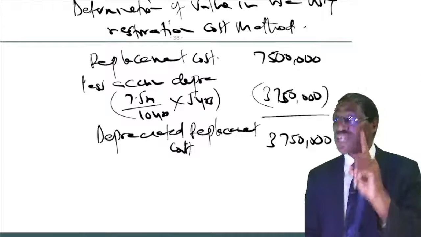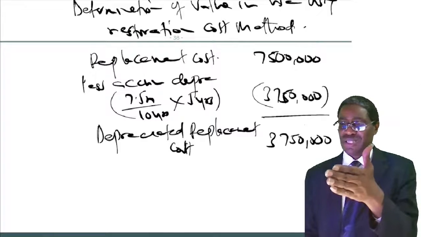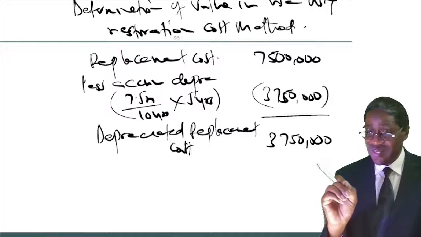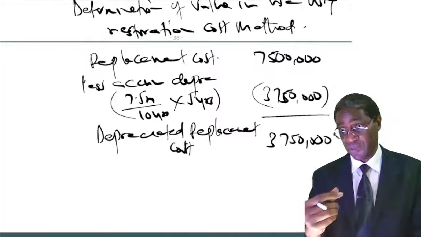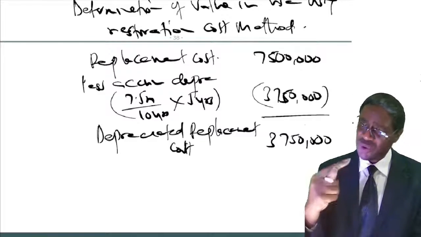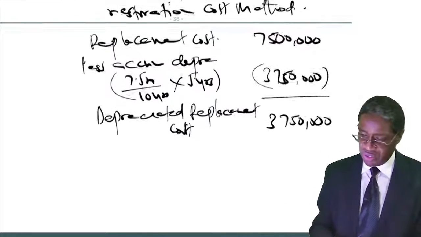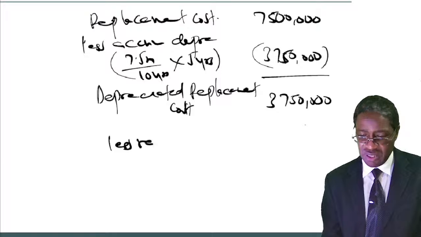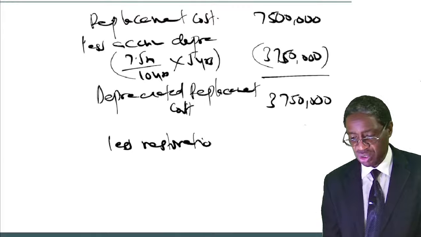Why? Because the condition for an asset to suffer is that the carrying amount should be higher than the recoverable service amount. Listen, if we were using the depreciated replacement cost method, then this asset would not have suffered. But we are not. We are using the restoration cost method. So from here, you deduct the restoration cost. Let's go and check how much the restoration cost is.